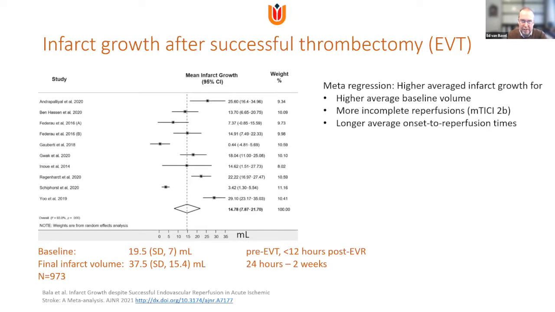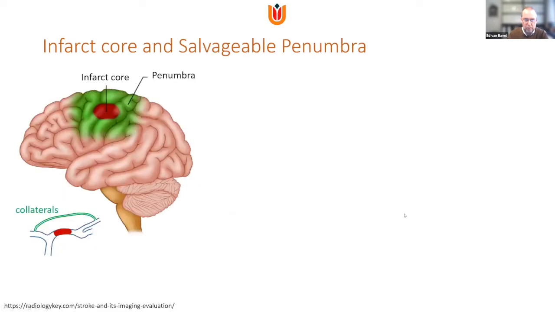The meta-regression further on indicated that a higher average infarct also leads to more baseline volume growth. So the other way around, a higher baseline volume leads to more infarct progression. Okay, more incomplete reperfusion also leads to more infarct growth, and the longer average onset to reperfusion time also is not very good. So what's going on?